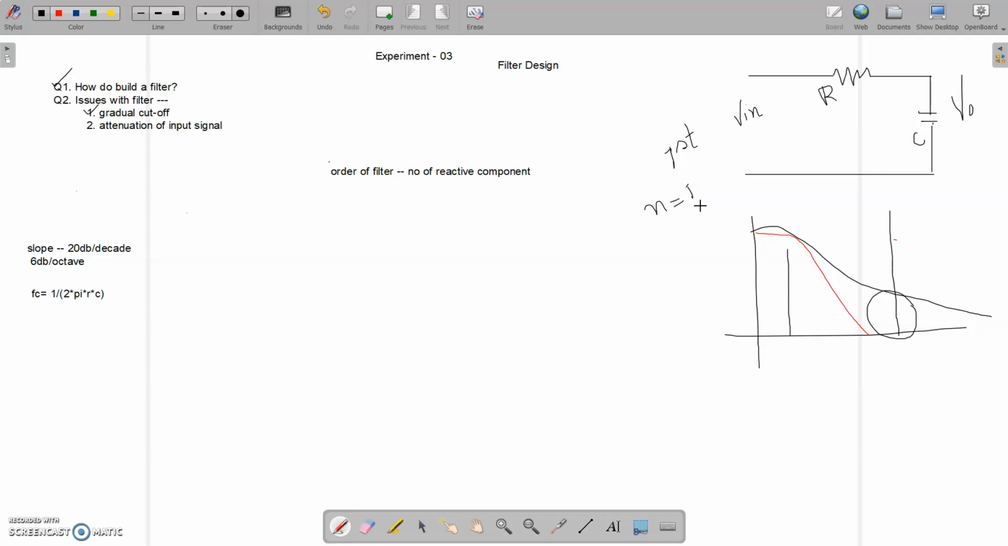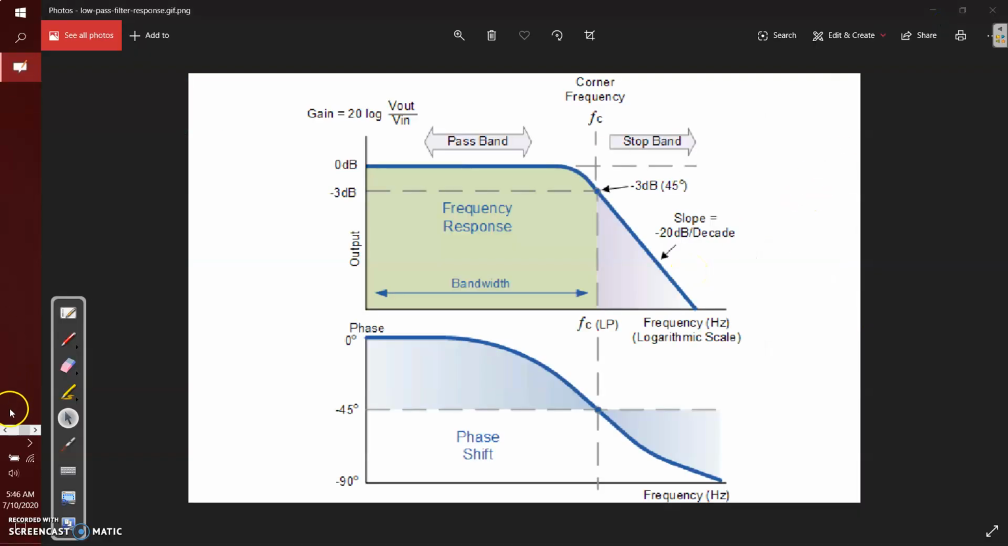Now what if we add another branch, another simple resistor and capacitor branch? That means I had this circuit, so I add another resistor here and another capacitor this way, in parallel. Now I take the output from this portion, then I have two capacitors, so the order of the filter will increase to 2, right? So let's do that in our PSpice and see what we get.